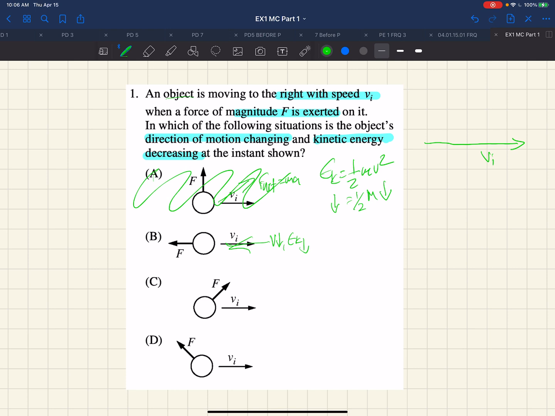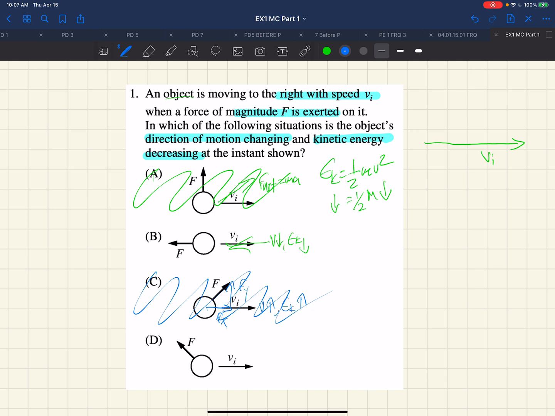Choice C, we observe that there is a force component in the direction of motion and a force component in this sideways direction. So not only is the force in the same direction of the velocity, this would cause the velocity to increase, but there's now a force component causing it to accelerate in the y direction, so further increasing the velocity. So we have a velocity increase, which means a kinetic energy increase, and that cannot possibly be a choice.